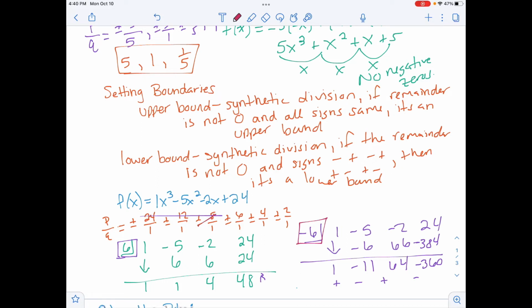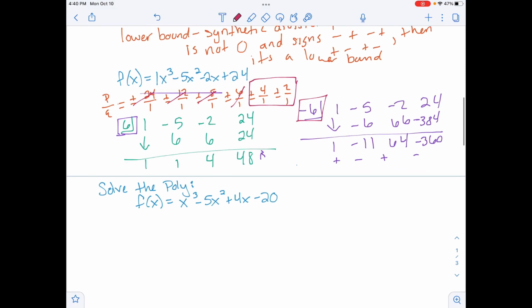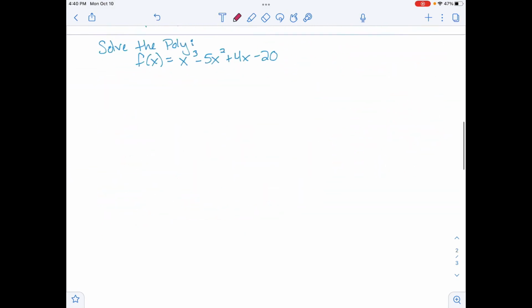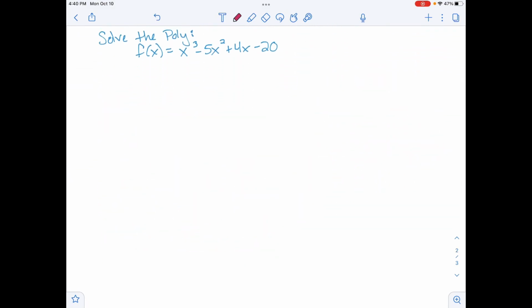So we wouldn't have -8, -12, or -24. So that really narrowed down my possibilities because it wasn't 6 either. So now it's either 4, -4, 2, or -2. These are the only ones we haven't crossed out. So you can really narrow down what numbers you plug in to synthetic division to solve these problems. Let's look at one, and we're going to apply all of these rules.